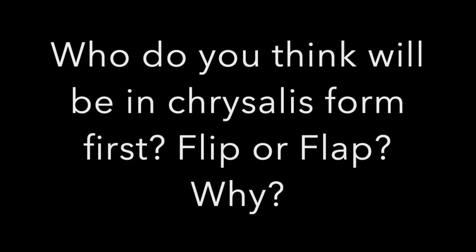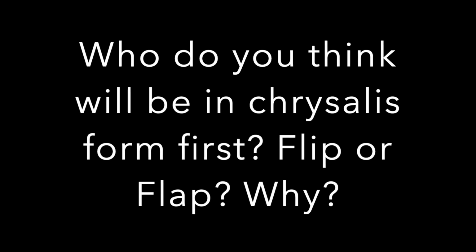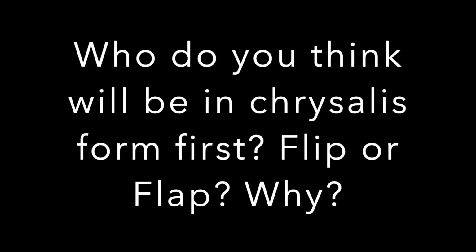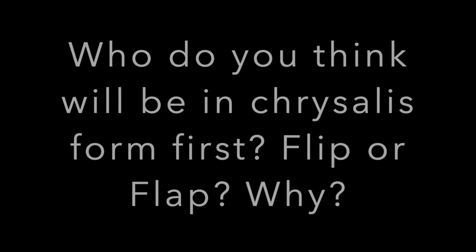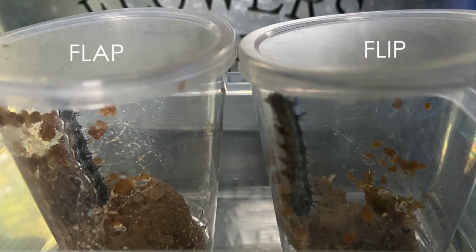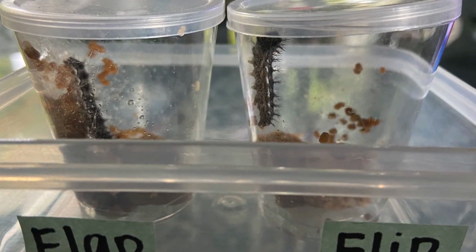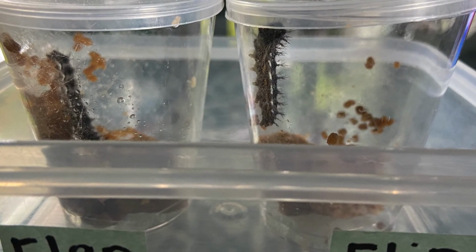So, who do you think will be in chrysalis form first, Flip or Flap, and why do you think that? Write down your opinion and give reasons why. So we need to first look at which caterpillar we think is a little bigger because we know that the more a caterpillar eats, the more likely it's going to be in the chrysalis form. Looking at the picture, it looks like maybe Flip is a little bigger than Flap. So I wonder if that means that Flip will be in the chrysalis form first. I don't know. What do you guys think?